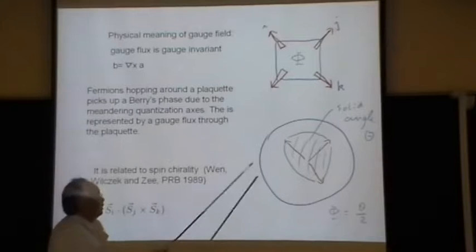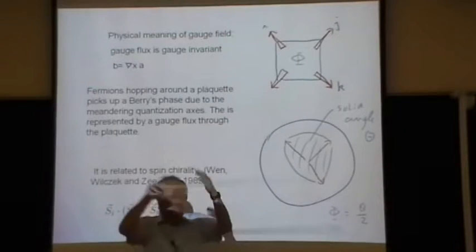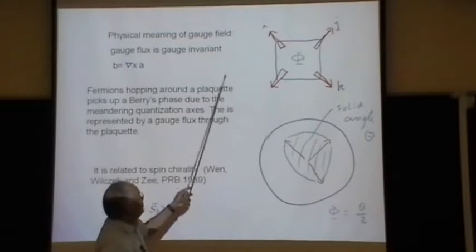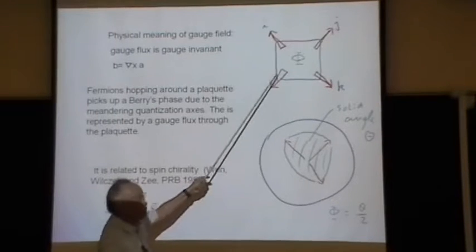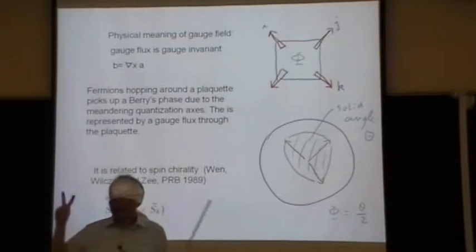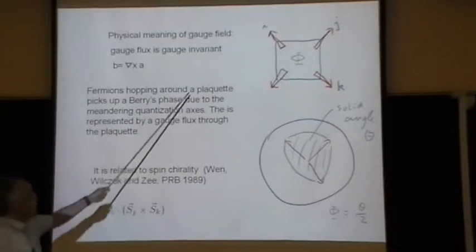Another way of saying this is that if I take these spins and put the tails at the center of the sphere and the heads on the surface of the sphere, in general they will subtend a solid angle. And half of that solid angle would be the flux. Also, very early on, Wen, Wilczek and Zee showed that this flux is related to the notion of spin chirality. Spin chirality is S1 dot (S2 cross S3). So you have three spins, and that is essentially the solid angle subtended by three spins. It says to what extent these things are not planar. So they have to subtend a solid angle, and that is a measurement of this issue.